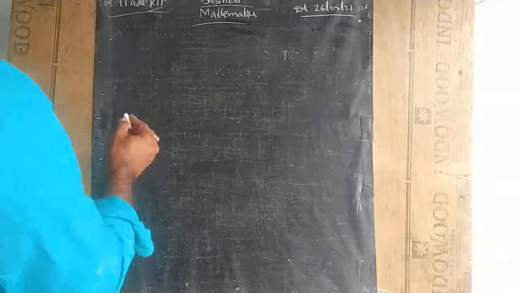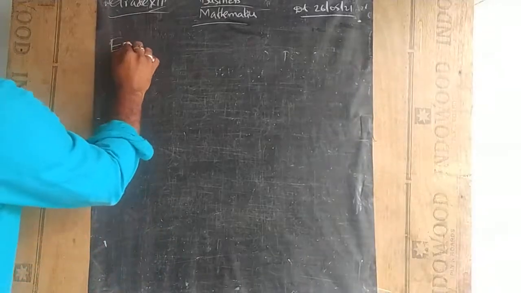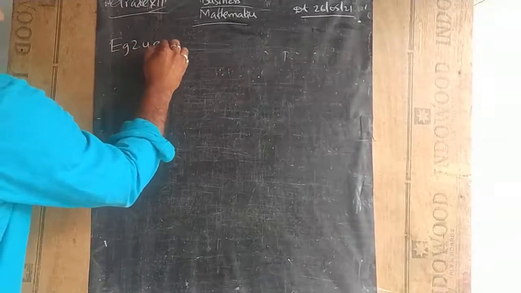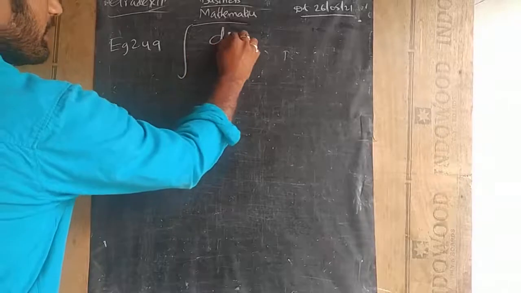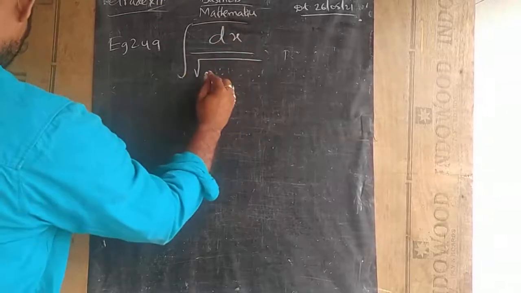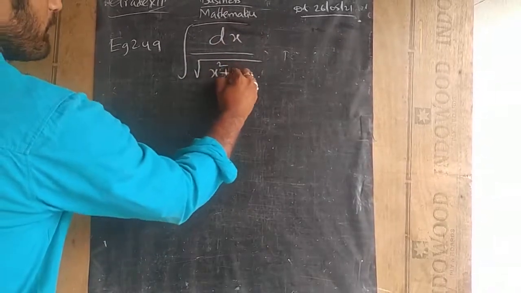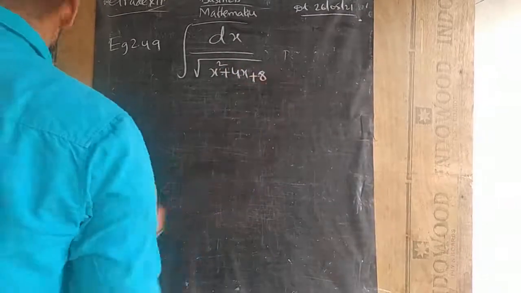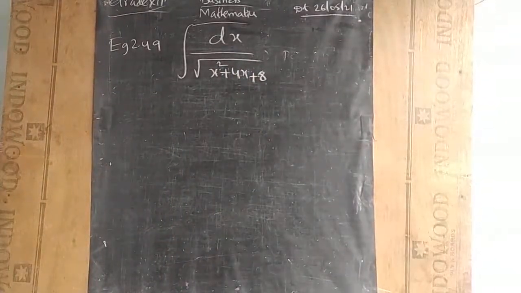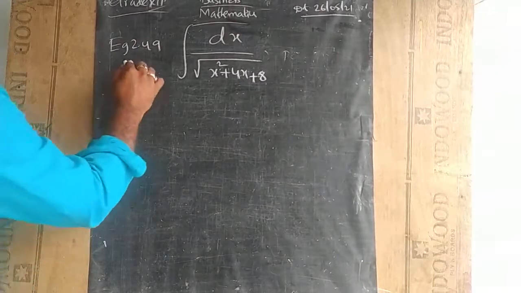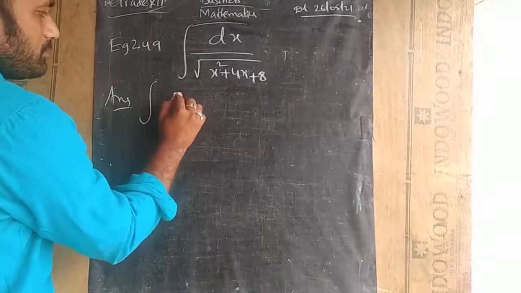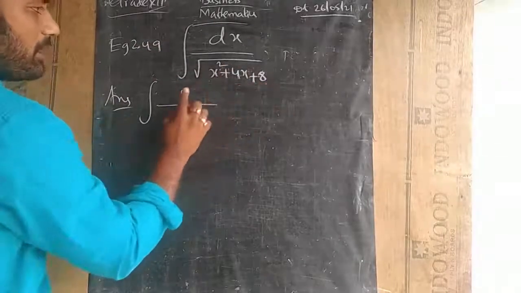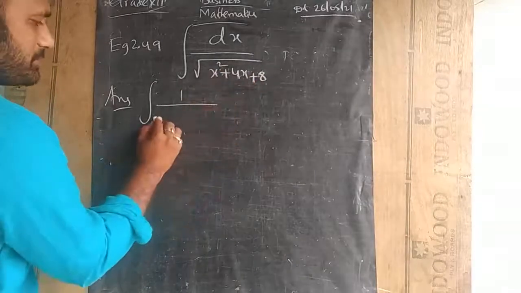Very good morning, students. Today we will be continuing the questions of example 2.49. The question is to evaluate the integral dx divided by root of x square plus 4x plus 8. In this question, we have to make it a complete square by splitting the terms.